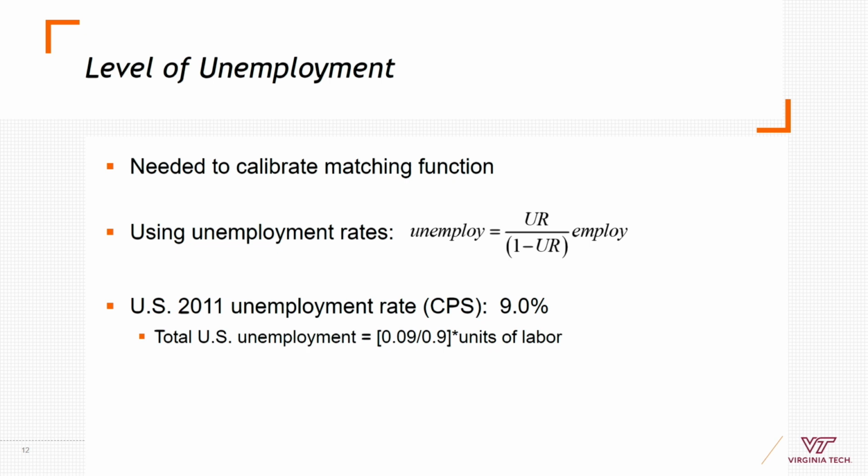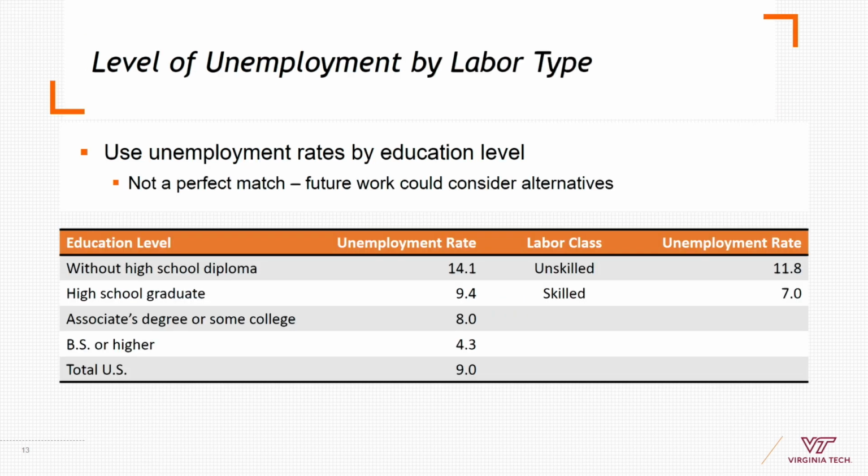All right, so that's a total, but then we've got skilled and unskilled labor. We know that there are differences in the unemployment rates between those two types of labor. So I should probably try to at least have that difference to begin with. What I ended up using was data on unemployment rates by education level. I know that's not a perfect match, but at least it gives me some idea about how those relative rates might change.